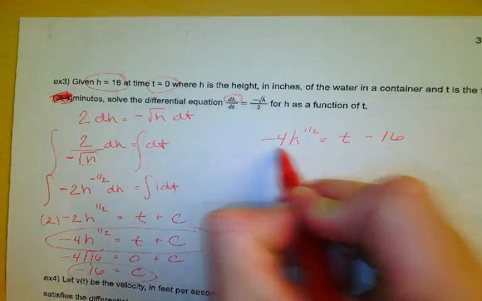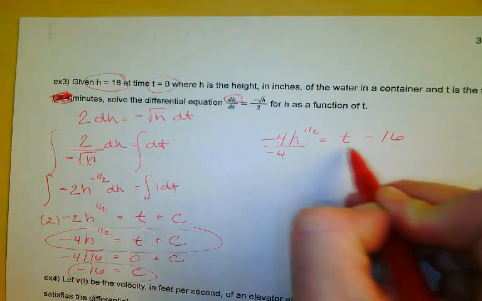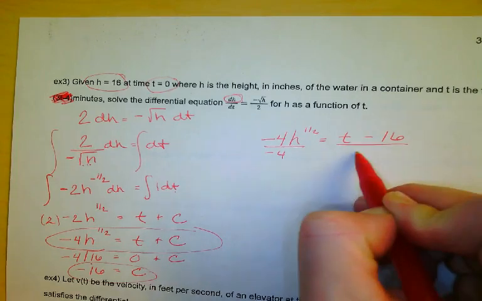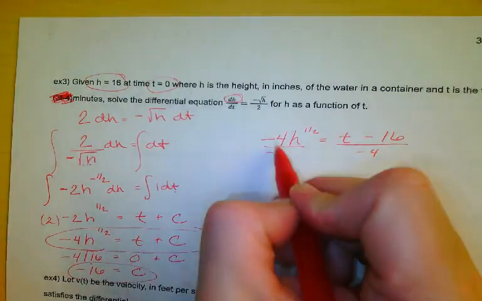I'm going to divide everybody. When you divide, just make sure you divide all your terms by 4. You can either write it as the whole fraction or divide each one separately. Doesn't matter.